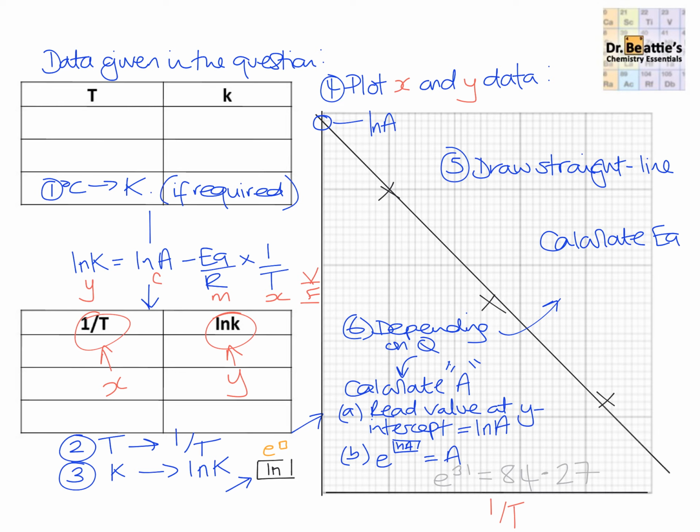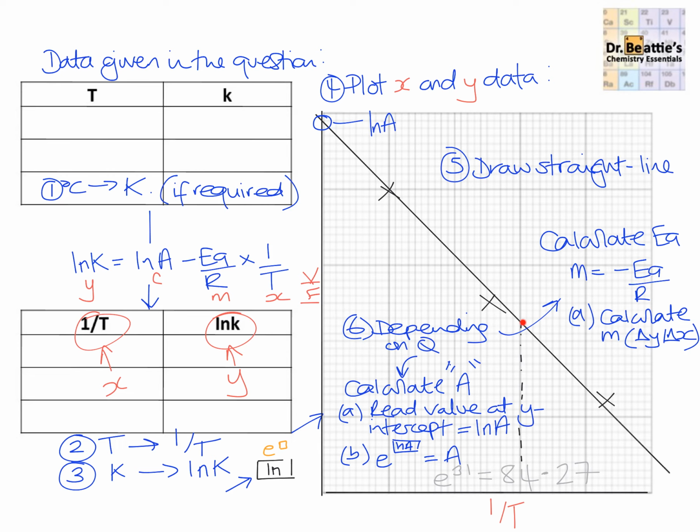Now, EA is locked in the gradient M. So what we first need to do is work out what the gradient is from our graph. So again, with any gradients, make life easy for yourself. If you know it intercepts the y-axis, then make your change in x start at this point on the axis and just choose a nice, easy to read area. So let's extend to here.